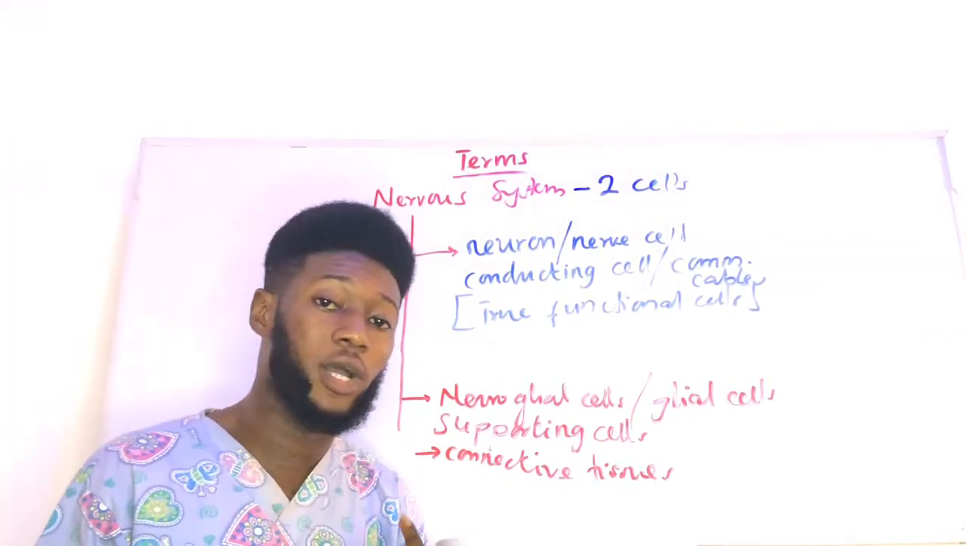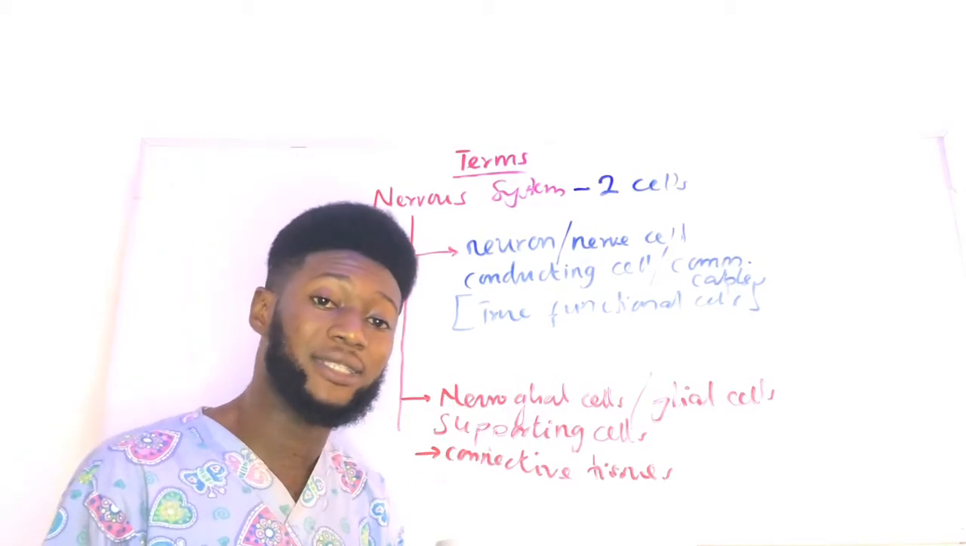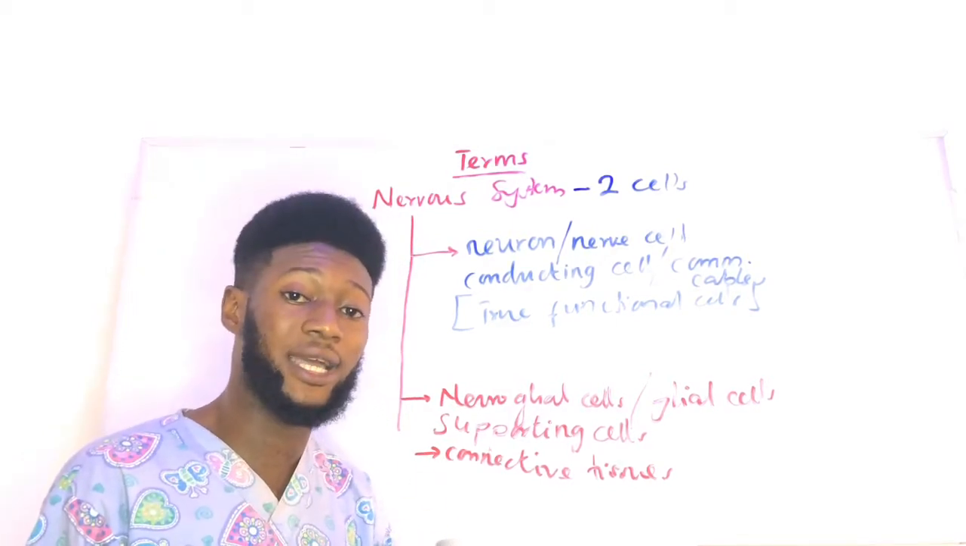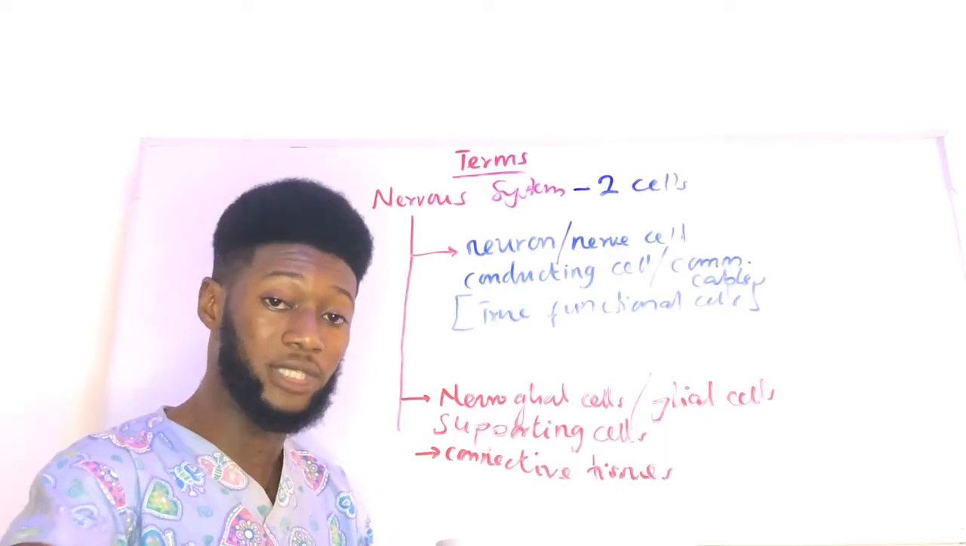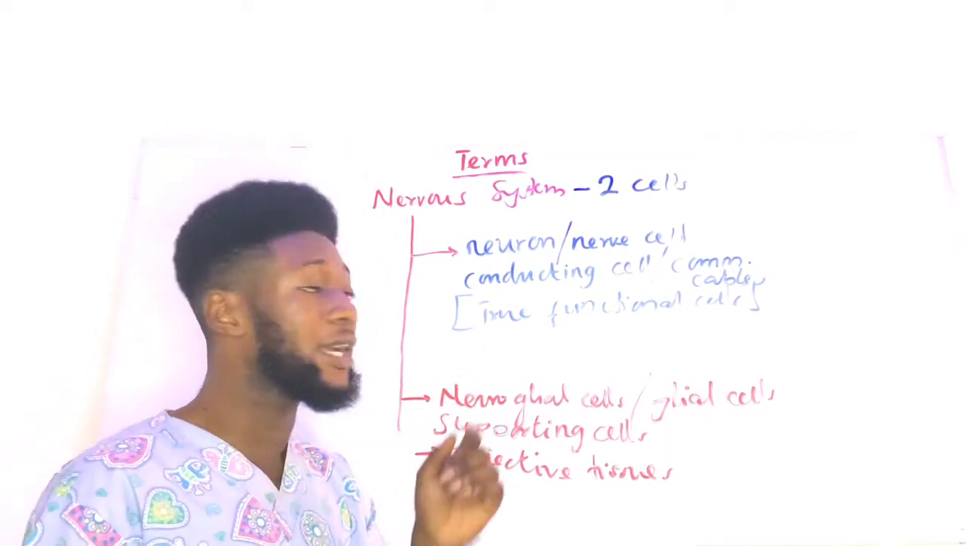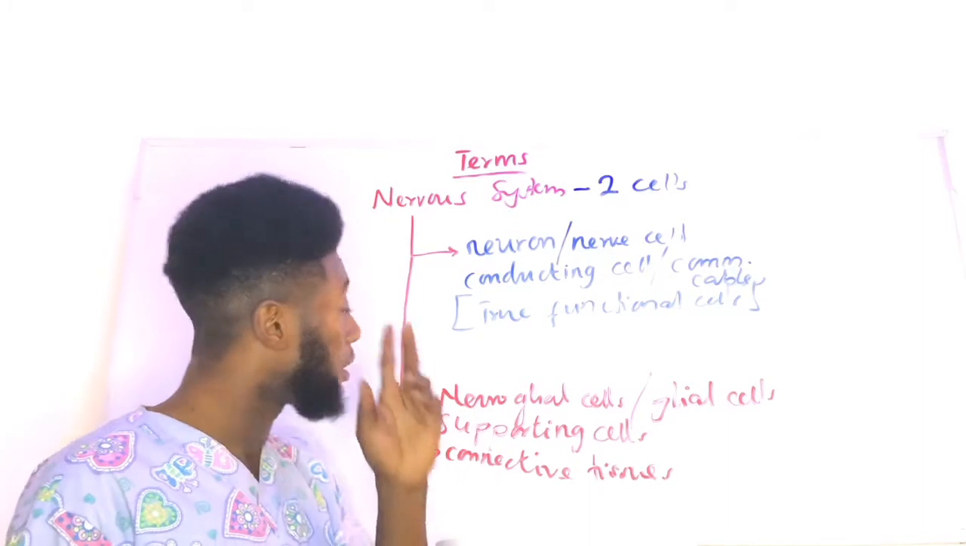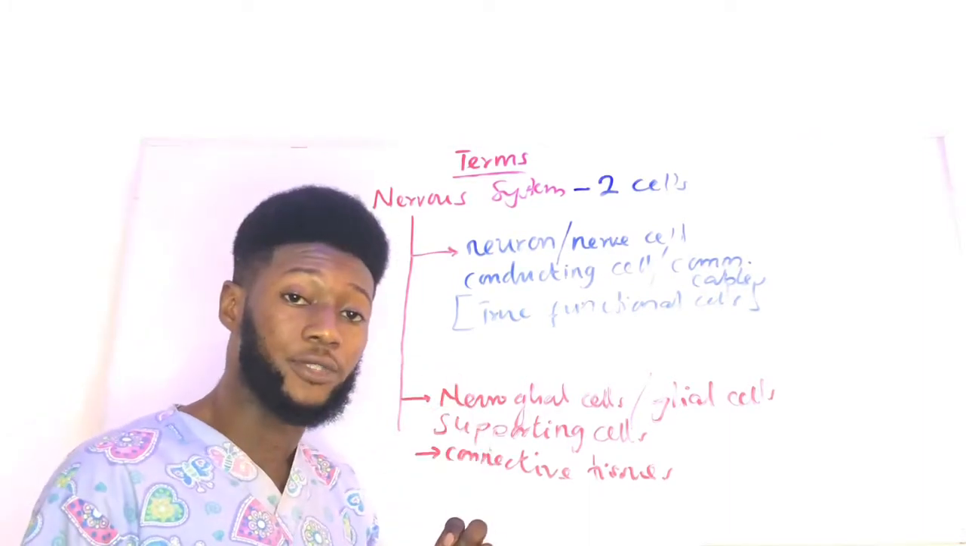The very first one is called the neuron, also the nerve cell, right? Also the conducting cell, because they conduct action potential. They send information to each other, right? And they are also called communication cables. And they are the true functional cells.